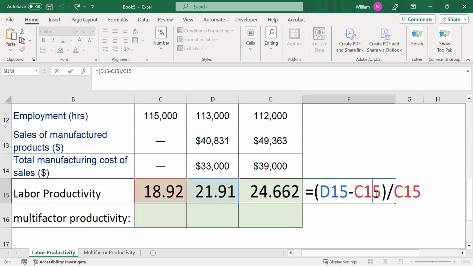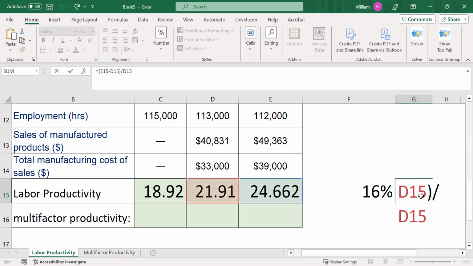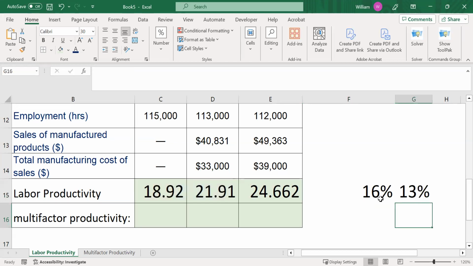Okay, so I already have a formula here. I'm going to drag it to figure out what happens between 2022 and 2023, and using the same formula, I get that from 2022 to 2023, our productivity also increased by a slightly smaller fraction. And finally, I might want to see over the 2 or 3 year period, what is our total increase in productivity, right? So in that case, I'll be trying to compare the 24.66 to the 18.92.